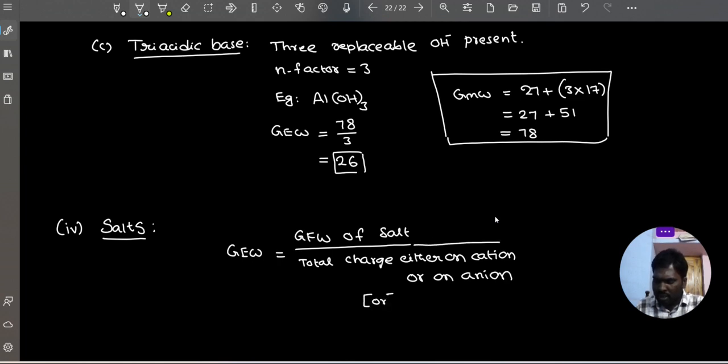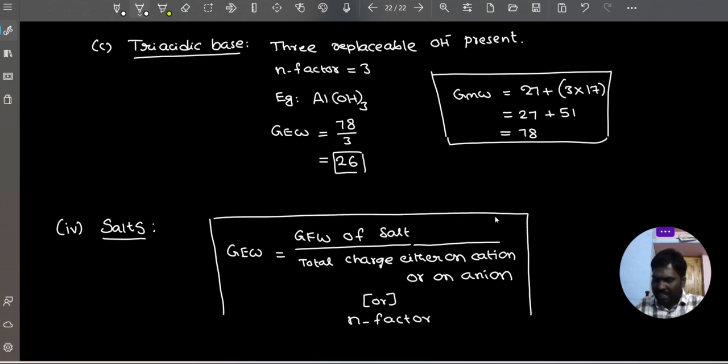Simply this is called n factor. I hope everyone understood. Gram equivalent weight equals gram formula weight of salt divided by the total charge either on cation or on anion, or simply it is known as n factor.